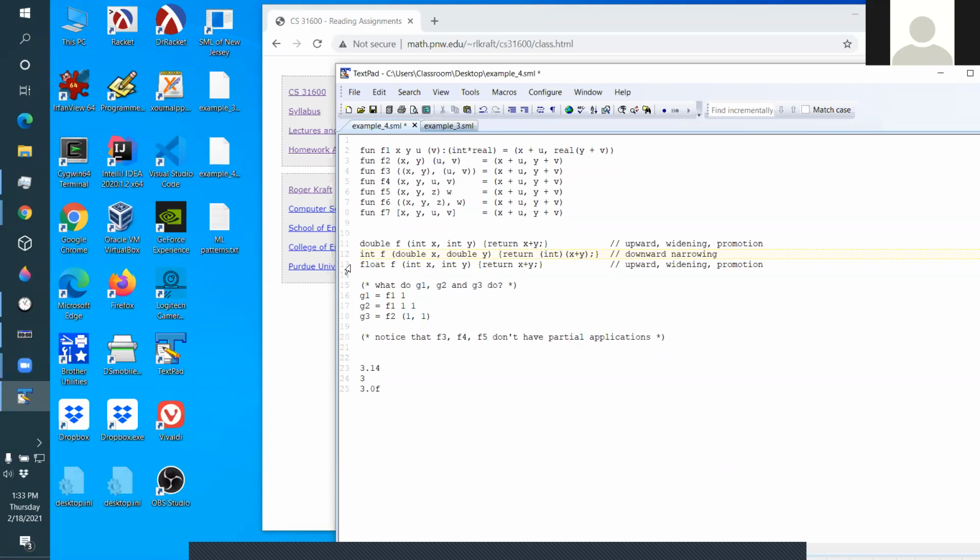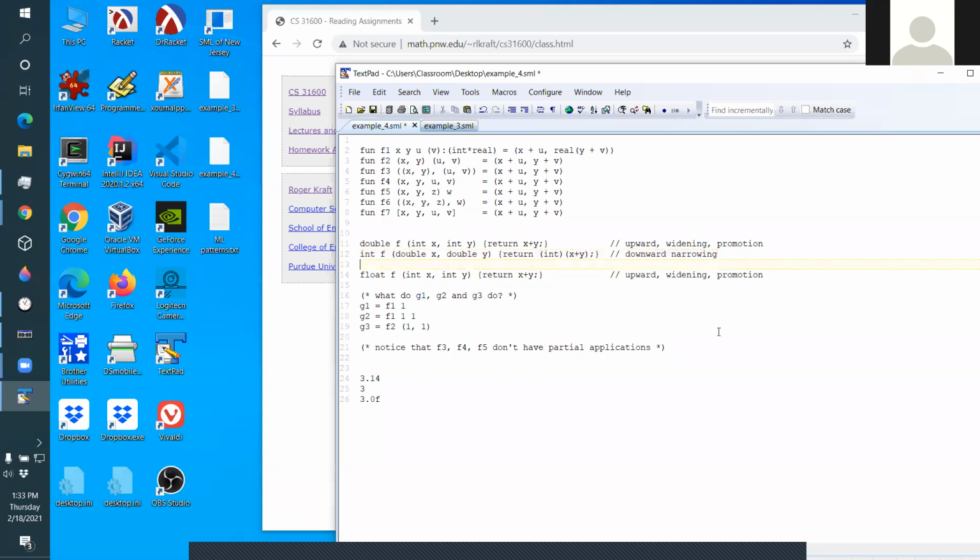If I made these floats, again, that's still downward, even though I'm going from 32 bits to 32 bits. I'm still throwing away the decimal place. So we use the words widening and narrowing kind of vaguely here.